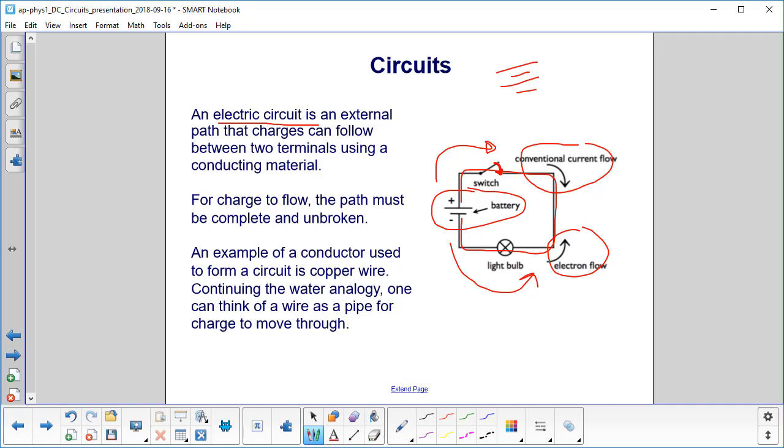Again, that's AP2. Continuing the water analogy, one can think of a wire as a pipe for the charges to move through. And here's where the analogy fails a little bit, right? If these were pipes and we were pushing water through, if I cut the pipe here, water would still flow, but it would come out in this direction. But if I cut the circuit here, and it's not connected to anything, no current will flow at all. So again, the analogy isn't perfect, but it gives you an idea of what's going on.